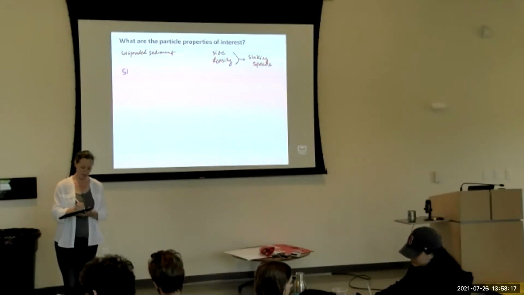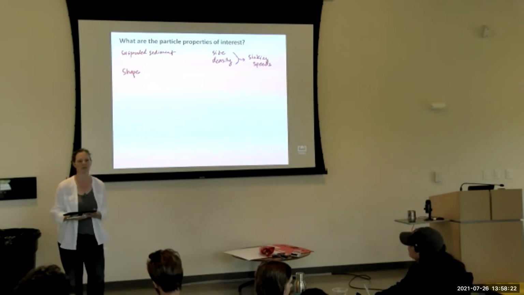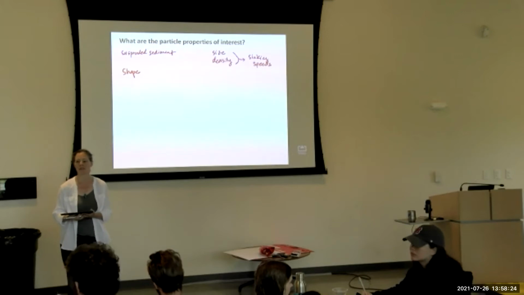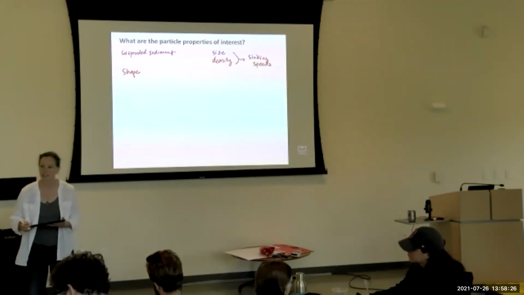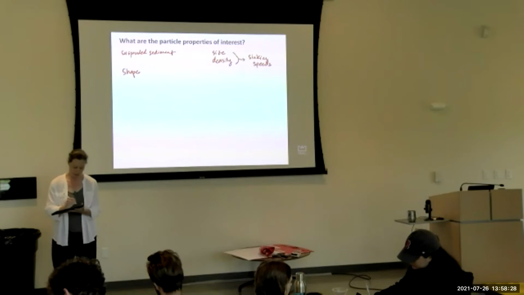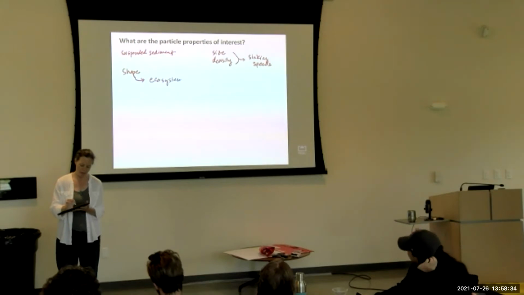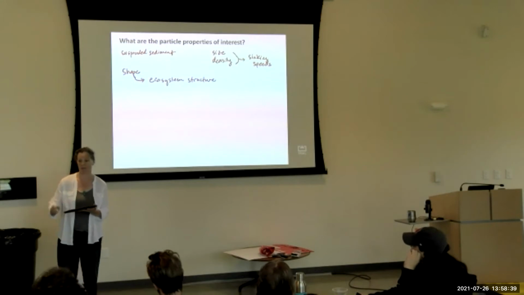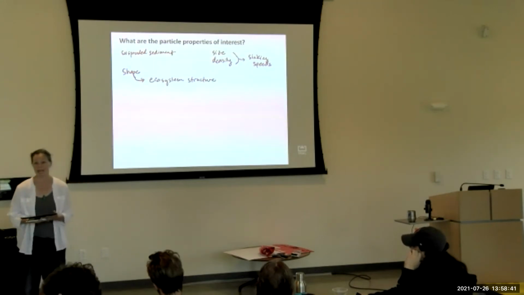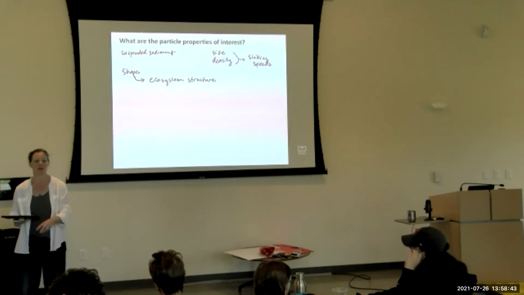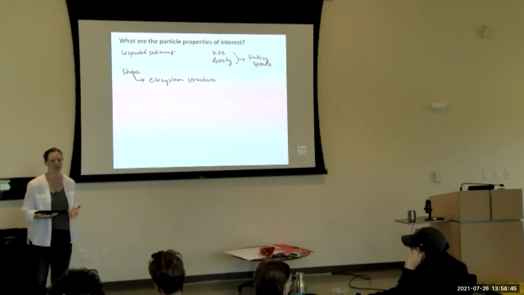Shape. What do shapes of particles relate to? The structure, like ecosystem structure. Okay, so shape might be a way of getting at, for instance, the identification, right? What taxon is it? And then that might bring us to ecosystem structure for identifying things.